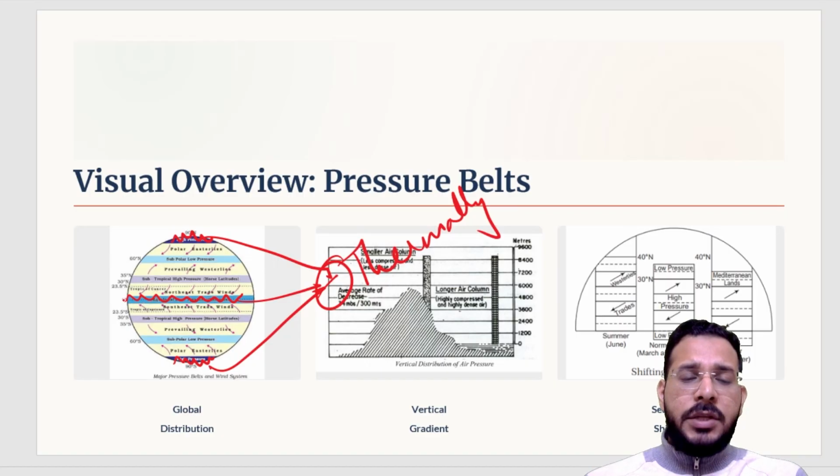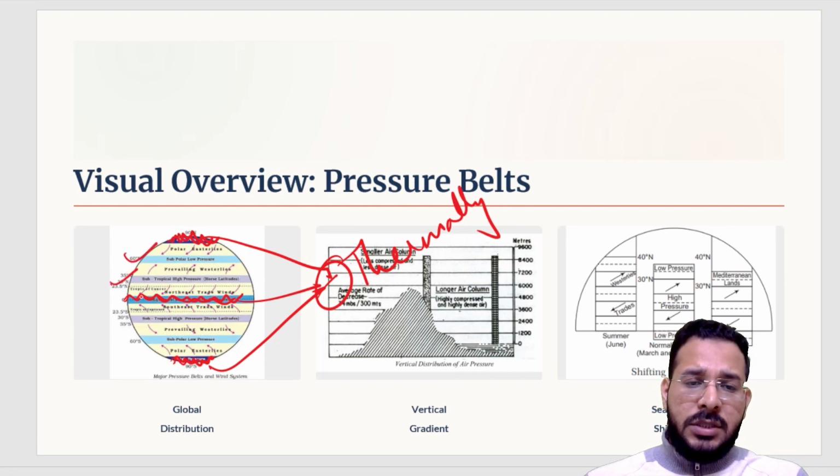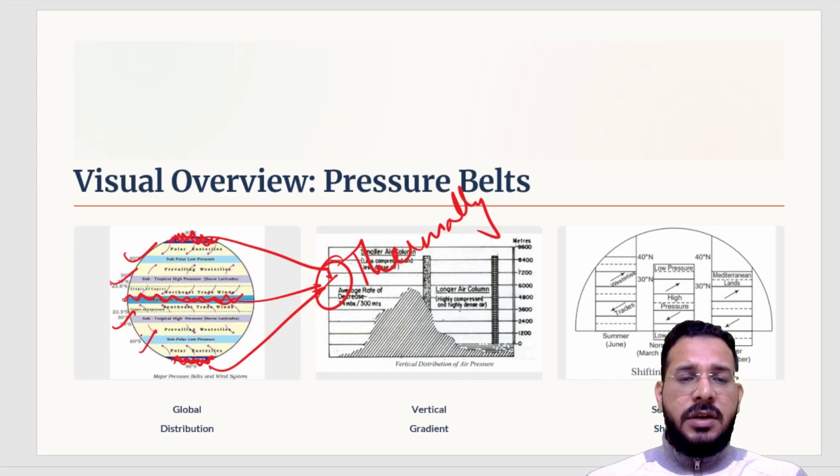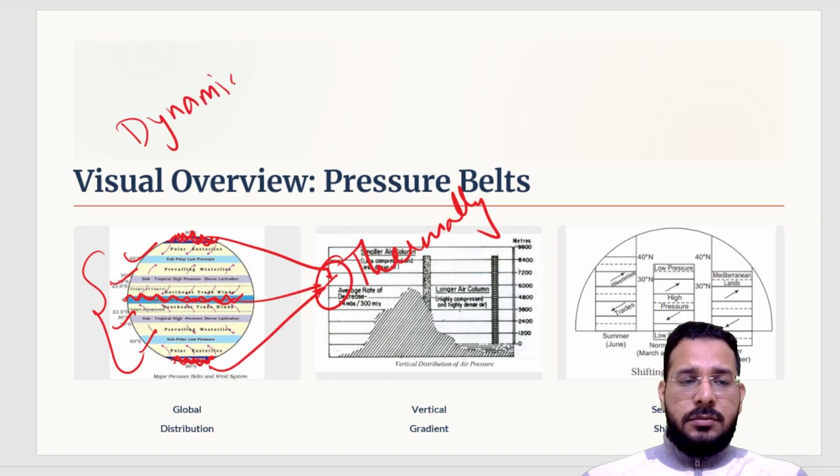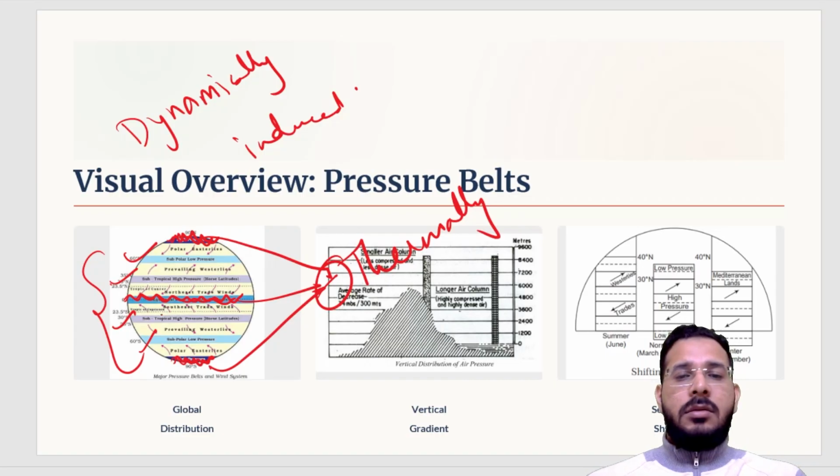Here very high temperature, because of which there is low pressure. Here very cold temperature, because of which there is high pressure. But these pressure belts in the northern hemisphere and southern hemisphere, the four pressure belts, are dynamically induced. How dynamically induced? Let us see.